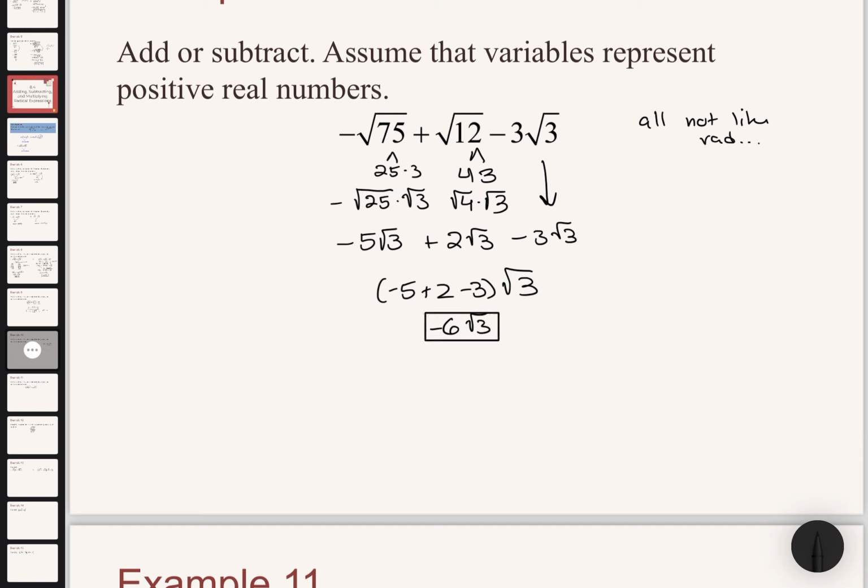All right, y'all, we have a few more examples left. Hang in there. These are going a little quicker than before, right?